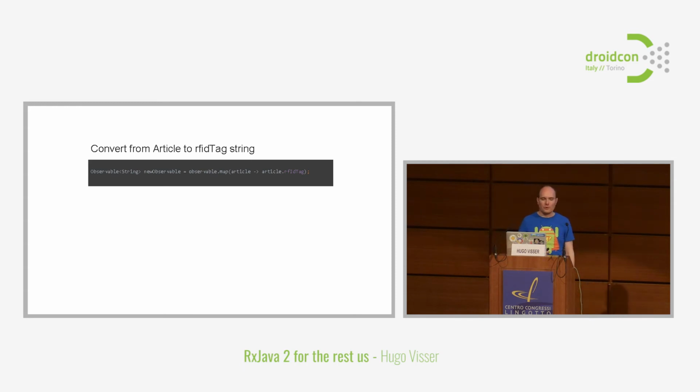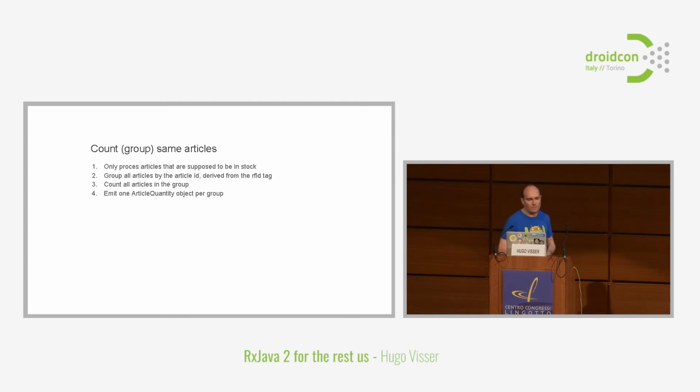Now I'm going to show you a more real life, but also a little bit more complex example. I'm going to talk you through it. So we have this requirement that we want to count all the articles in our store, and we want to group them by type. So we want to process only the articles that are supposed to be in stock, and we know from the inventory this article we expect to be in stock. And then we want to group all of these articles by their ID, and we can see that from the RFID tag. And we want to then count all of the articles that are similar.